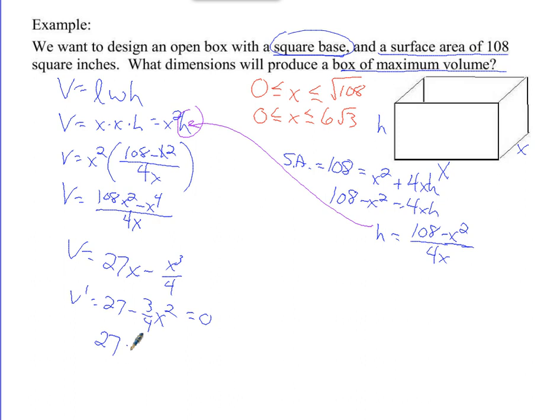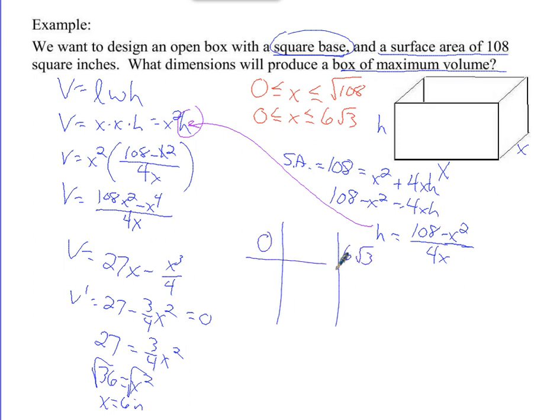And I have 27 equals positive 3/4 x squared. Multiply both sides by 4/3. So I'd have 27 divided by 3, which is 9. 9 times 4, which is 36. Equals x squared. So therefore, x equals plus or minus 6, but we can't have a negative. So x equals 6, and we're dealing with inches. Okay? So now I just need to check the endpoints of my interval here, 0 and 6 root 3, and then also the critical number that I just found, 6.